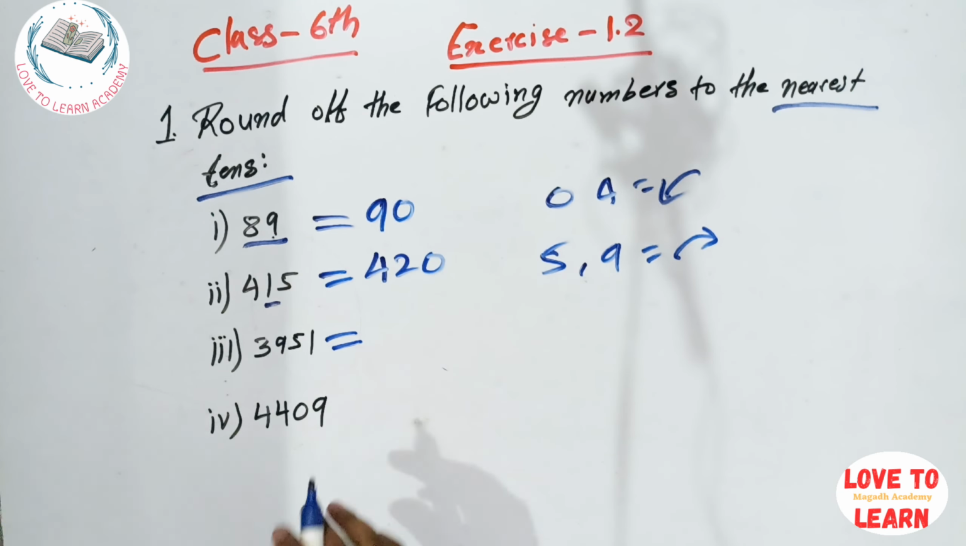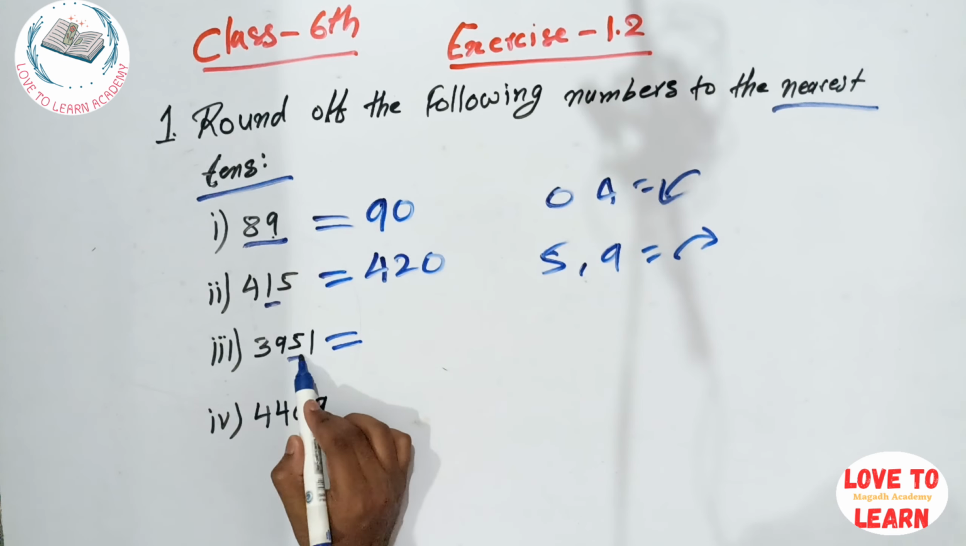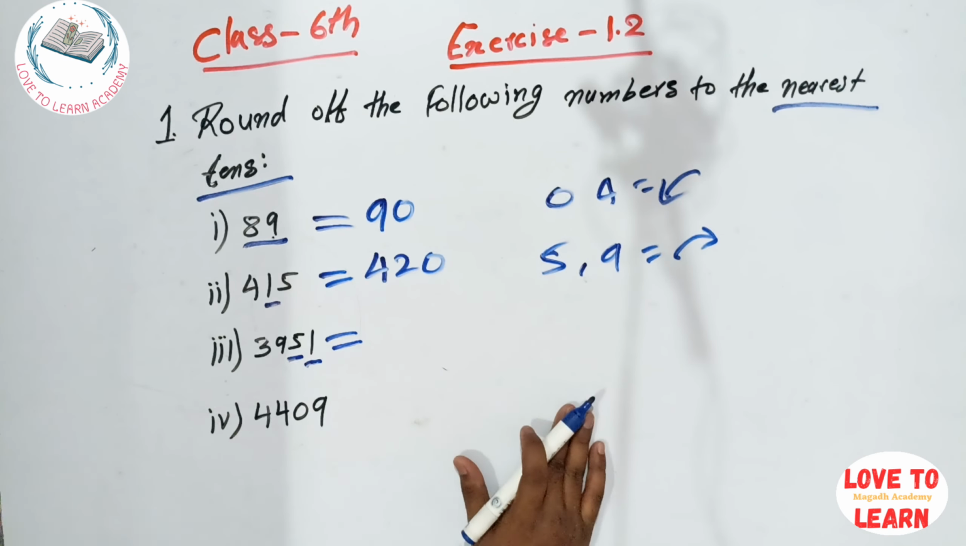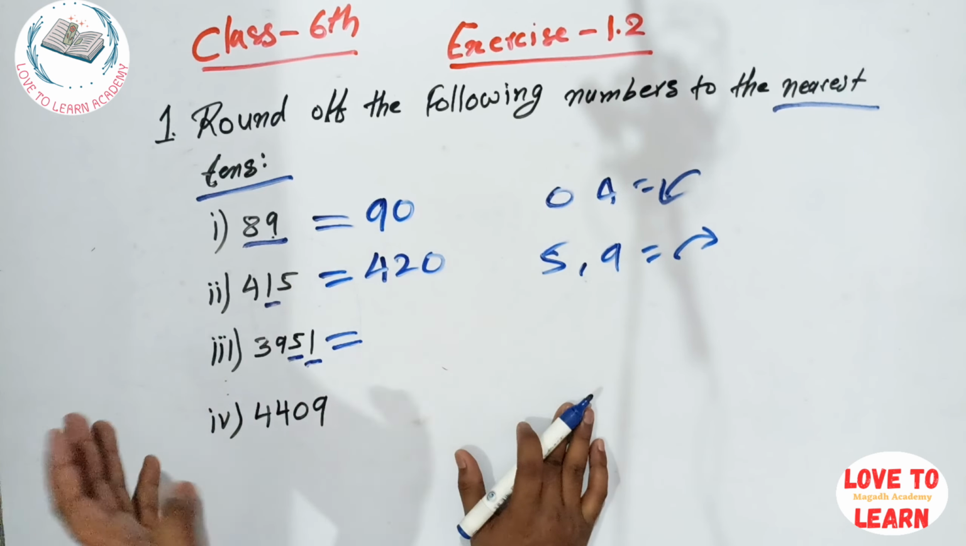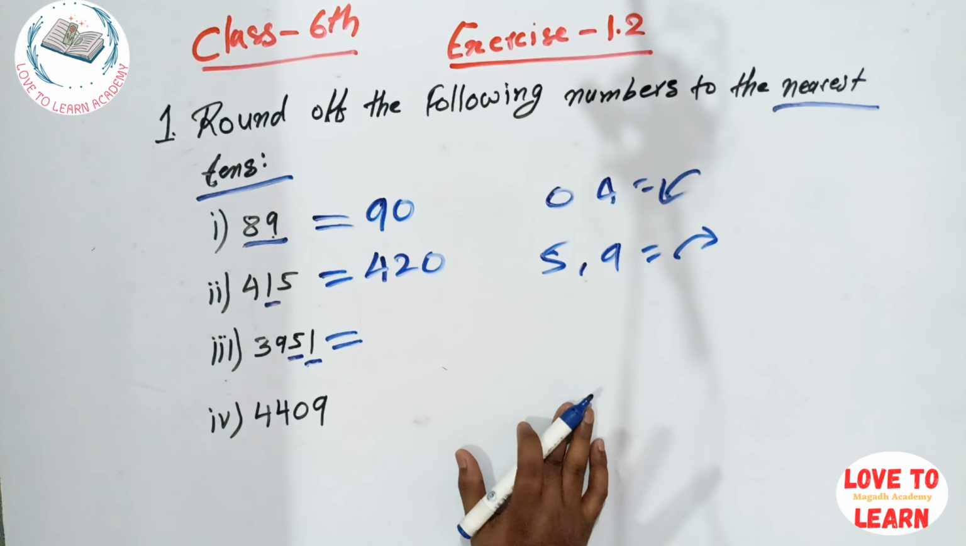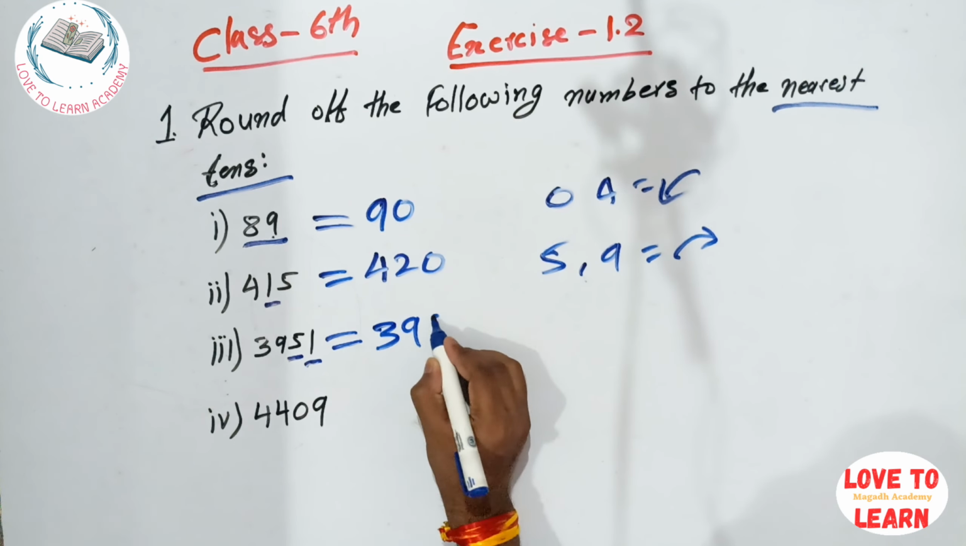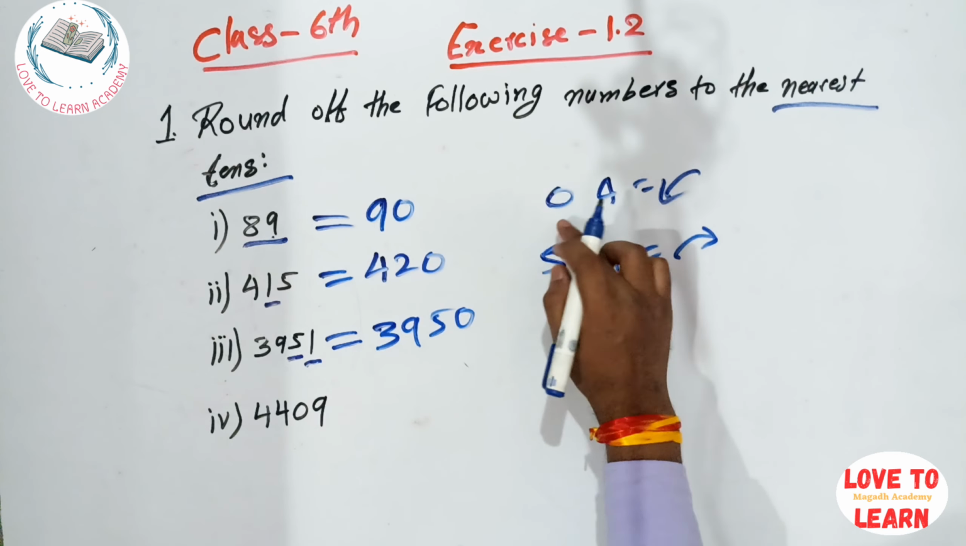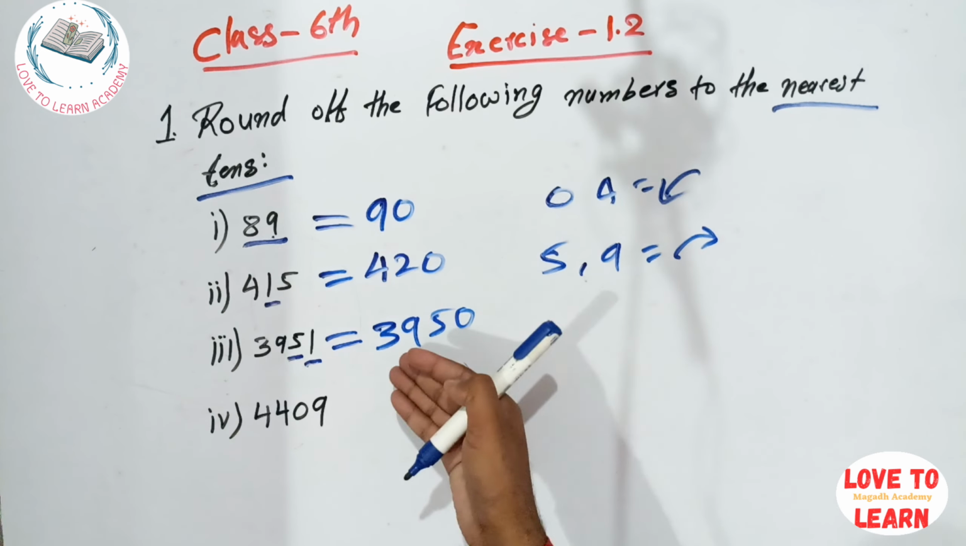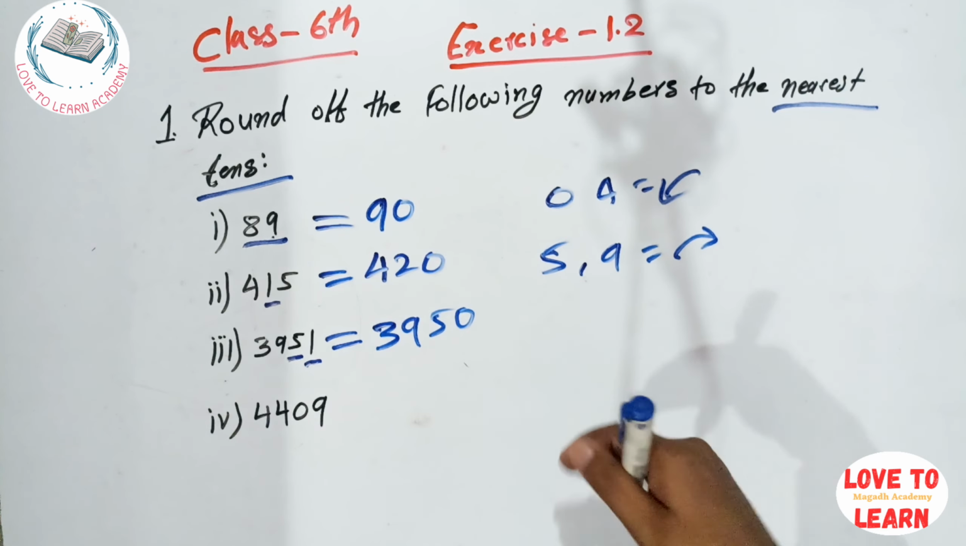Now see this question. We have to round to tens. Ones, tens, it's the tens place. See the first unit, it is 1. So it will go backward. What number will come? It comes 950, because it's 1 here. 0 to 4 goes downwards, and 5 to 9 goes upwards.